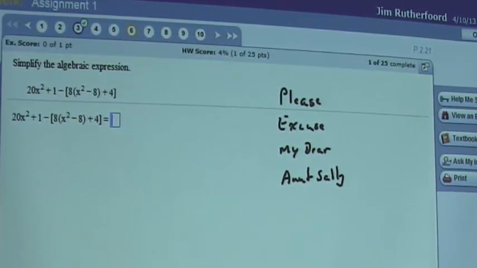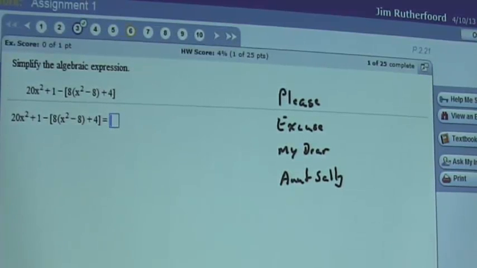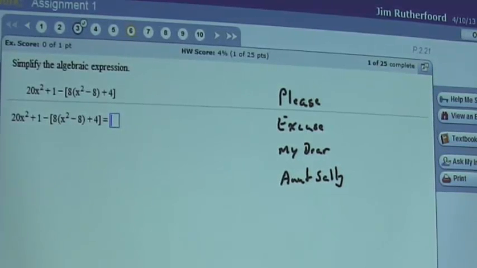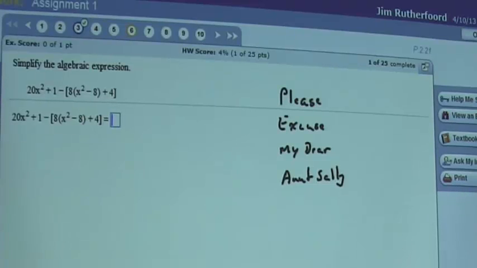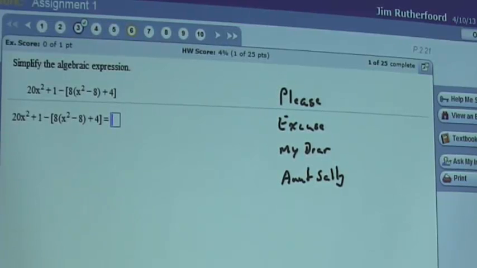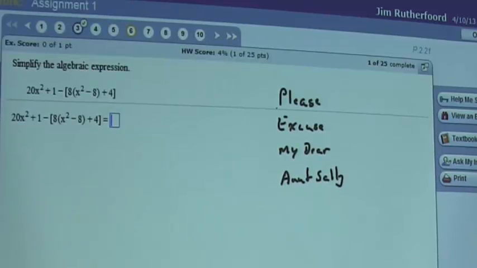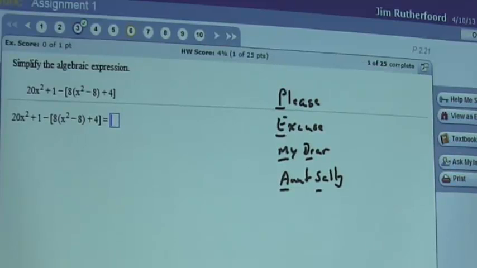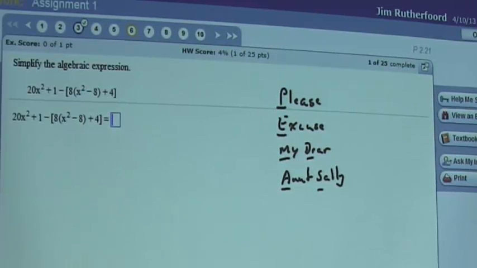That would be true if we believed in division and subtraction. But I've already told you, those are no longer operations for algebra. So my dear just is recognition of multiplication and division are the same thing, and Aunt Sally on the same line is a recognition that addition and subtraction are really the same operation. So what do these things mean? Well, we really look at the first letter, the P, the E, the M, the D, the A, and the S. So please stands for parentheses.